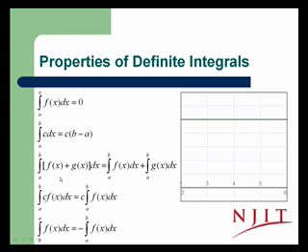We also have the following properties. The integral from a to b of f of x plus g of x is going to be the integral of f of x plus the integral of g of x. That these areas can be added. If we multiply f of x by a constant c, then the area under the curve is simply c times the area under f of x from a to b.